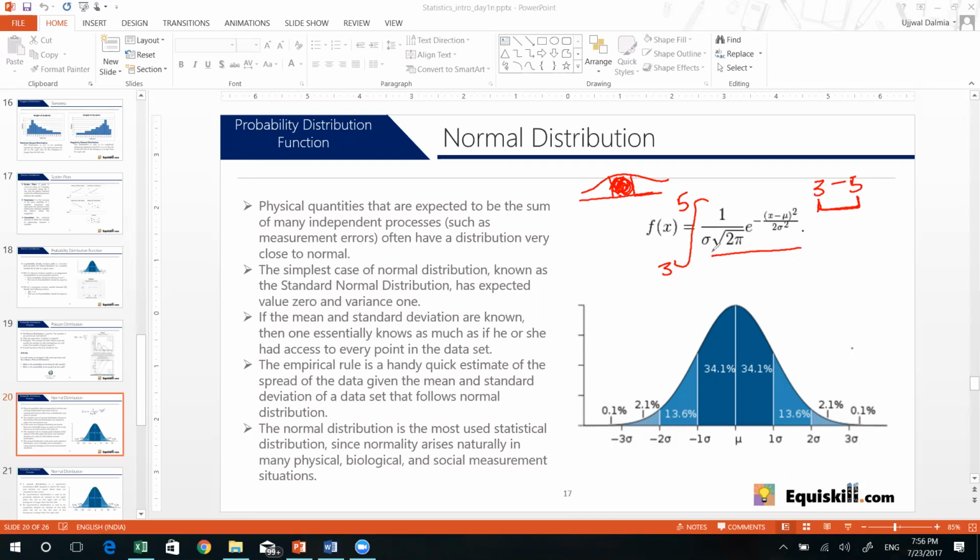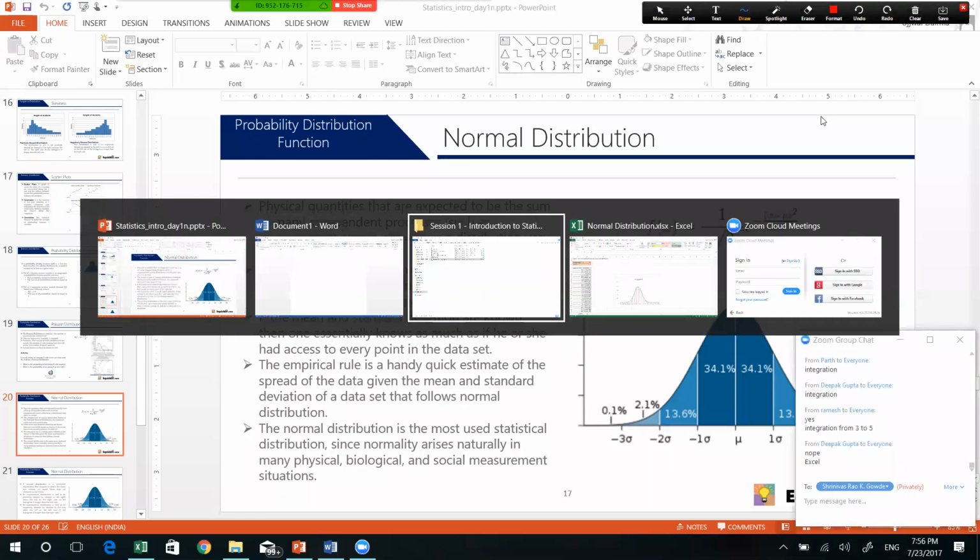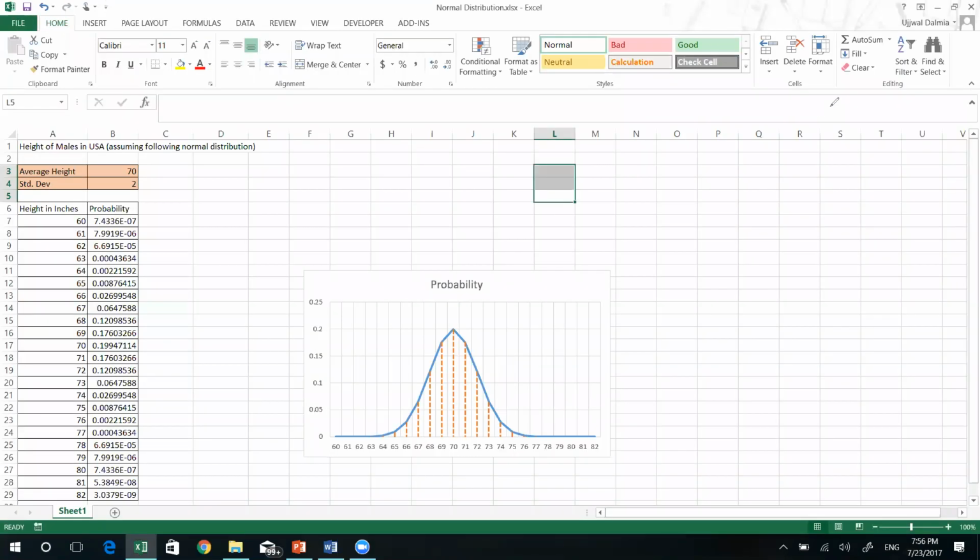So guys, definitely there is no need to muck up this formula or to do integration, okay? Because we now have tools and technology available which can help you in doing this kind of a calculation with a simple function, okay? So let's look at how we can do it in Excel. All right. So let's try and do it in Excel.